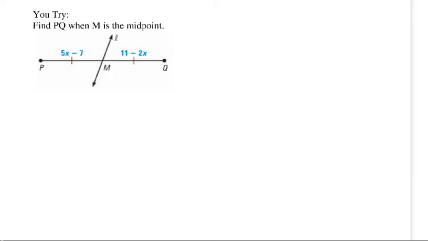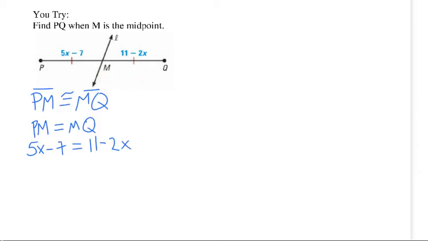Alright, so when M is the midpoint, that tells us that segment MP, or PM, is congruent to segment MQ, so the distance from P to M is equal to the distance from M to Q. This gives us 5x minus 7 equals 11 minus 2x, and when you solve it, if I move my 2x to the left-hand side, I would add that over, so I would get a 7x on the left.